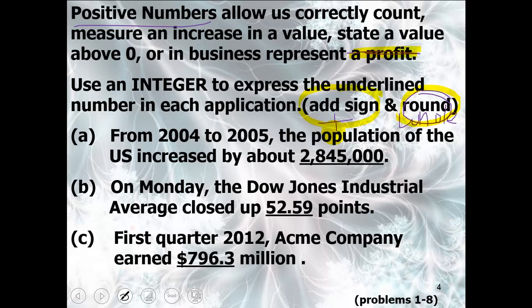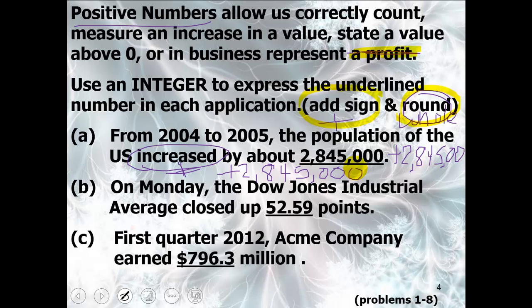So let's look at example A. We want to write as an integer that from 2004 to 2005, the population of the U.S. increased, so that's going to be a positive integer, by about 2,845,000. So we're going to write it as plus 2,845,000. Now, I'm going to write it over here. Positive 2,845,000. Okay. This is a whole number.